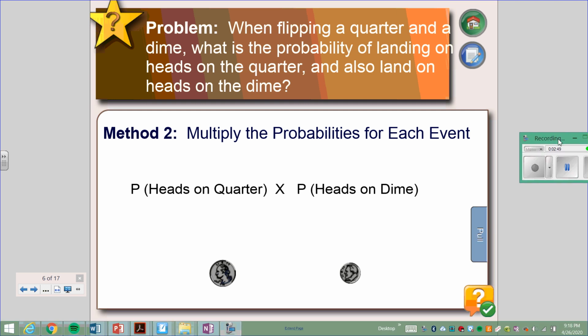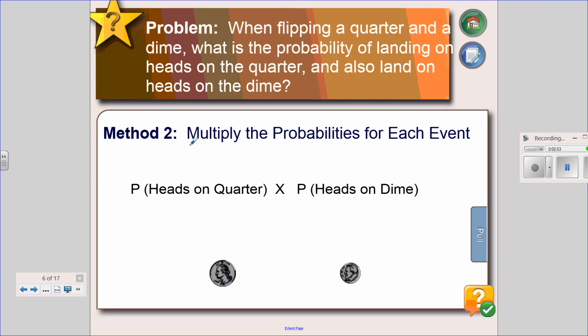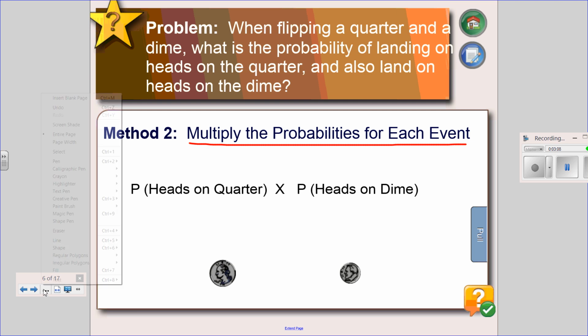The other way to conceptualize and calculate the total probability of multiple events happening is to multiply the probabilities for each event together, and the product will be their compound probability. So the probability of landing heads on a quarter: stop and think about that. What is the probability that the quarter itself lands on heads? Hopefully you're thinking there is one outcome that is favorable out of two.